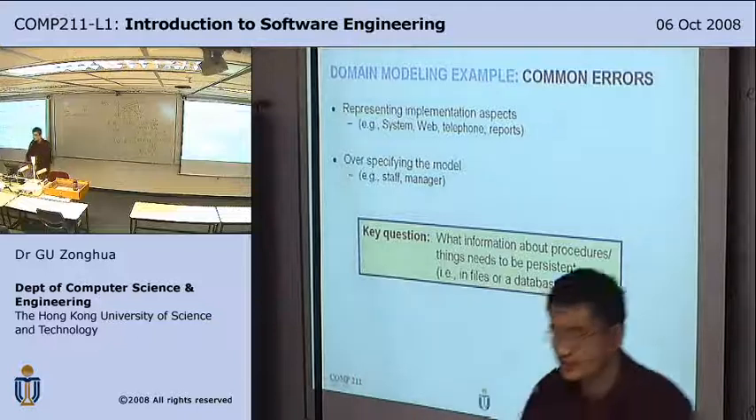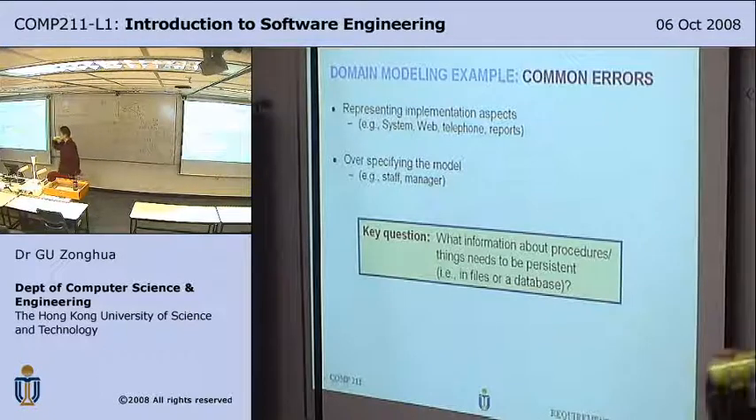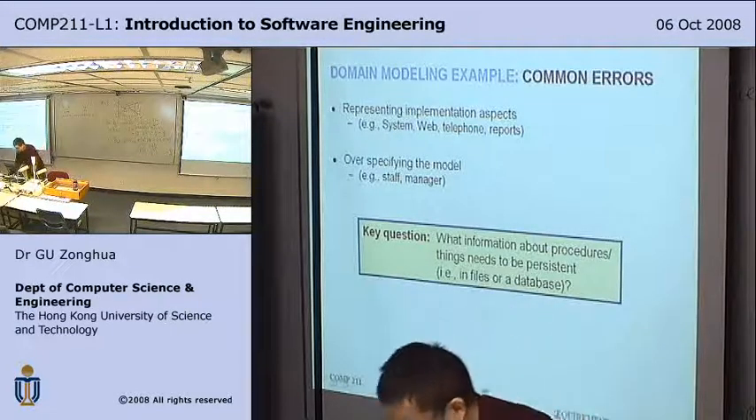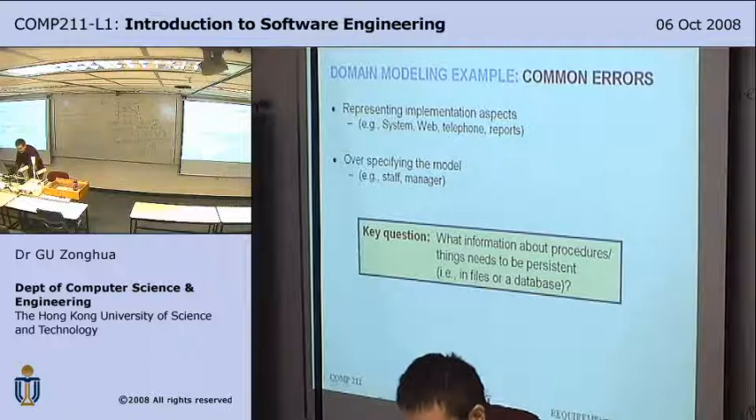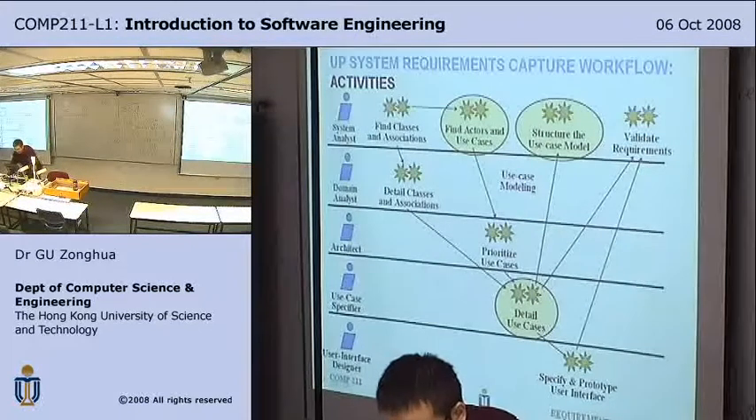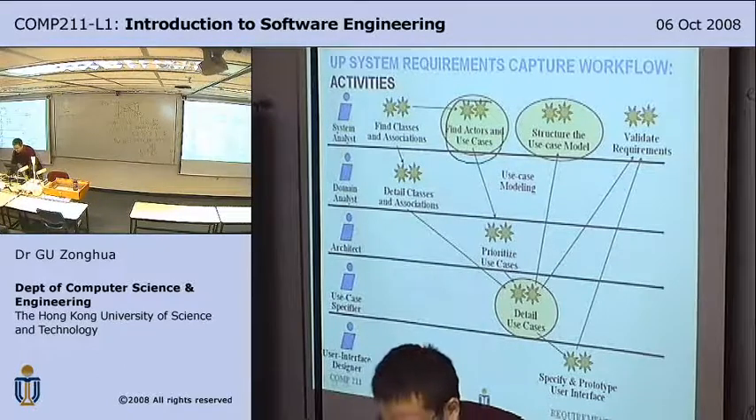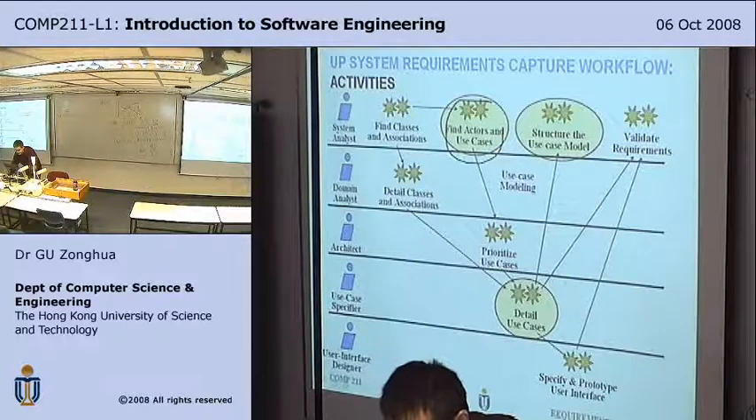So any questions on this example? Okay, good. So we move on to use case modeling. So the use case modeling consists of these steps: find actors and use cases, and structure the use case model, and detail the use cases. So we'll describe the first one first.